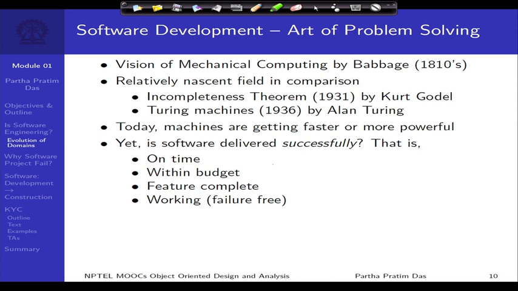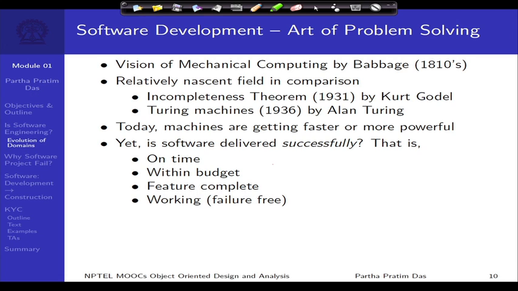In contrast, let us look at software development. I love to call it the art of problem solving. The vision for computing, mechanical computing, automated computing started in early 1800 with Charles Babbage and Ada and so on, but incidentally there was not much development for over 100 years after that. The first significant step towards software, algorithms and software systems happened in the 1930s with two seminal works, one by Kurt Gödel, the incompleteness theorem, and Alan Turing's Turing machine. Many of you may have heard of these. So, if we look at it, software is not even 100 years old.